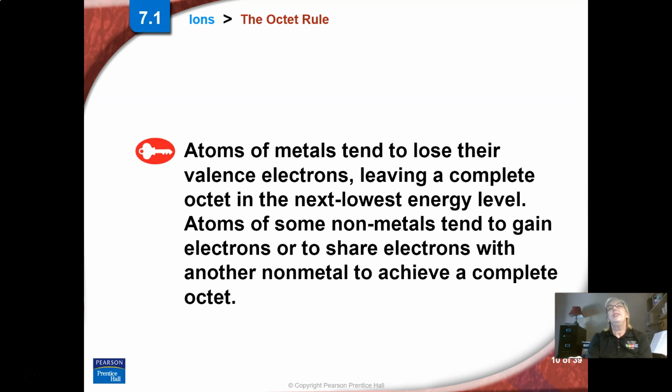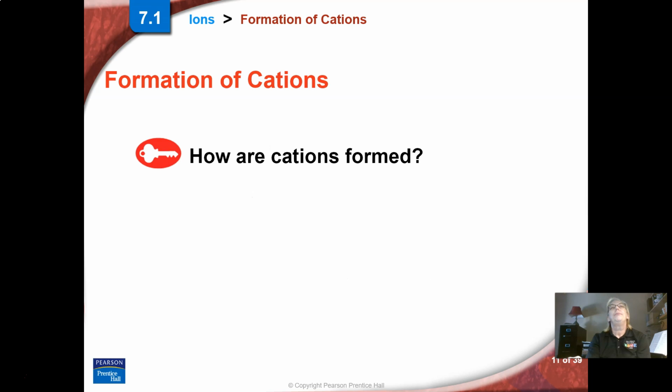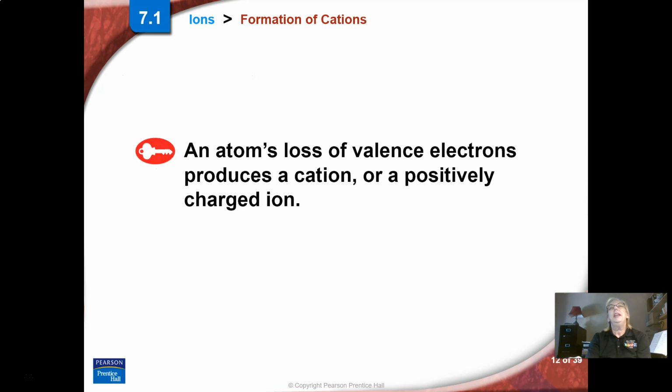So atoms of metals are on the left side of the periodic table, and they tend to lose their electrons. And elements on the right side of the table, the non-metals, tend to gain electrons. And so let's talk about cations and anions. Cations are positive ions. And an atom's loss of valence electrons makes a cation. So if you lose, you become a cation. And you are positively charged because you're losing negative electrons.